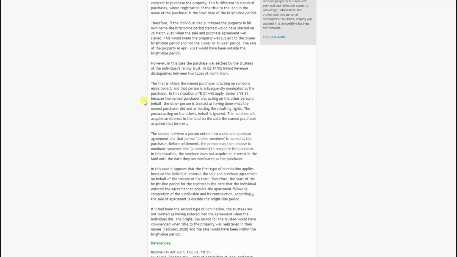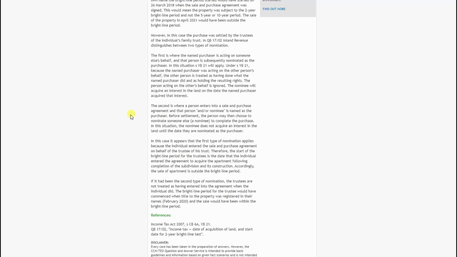Under Section YB21, because the named purchaser was acting on the other person's behalf, the other person is treated as having done what the named purchaser did and as holding the resulting rights. The purchaser acting on the other's behalf is ignored. The nominee will acquire an interest in the land on the date the named purchaser acquired the interest. So it is backdated to that initial date, 26 March 2018.